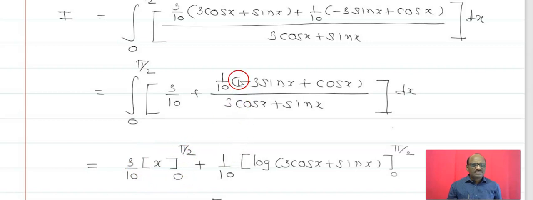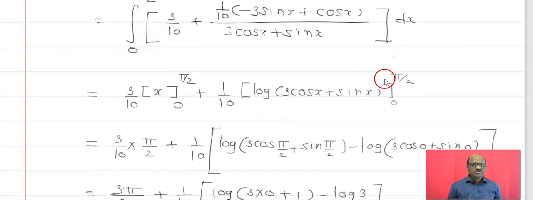What about the next? Here is a 1 upon 10. It is of the form, again very interesting, that is integral f dash of x upon f of x. Its integral, it's a standard formula, is log of f of x. And therefore, here is log of 3 cos x plus sin x. Lower limit is 0 and upper limit is pi by 2. And therefore, we will substitute upper limit minus lower limit for these two.